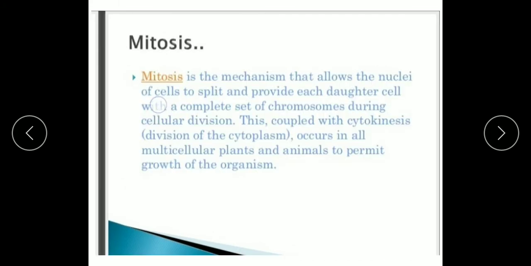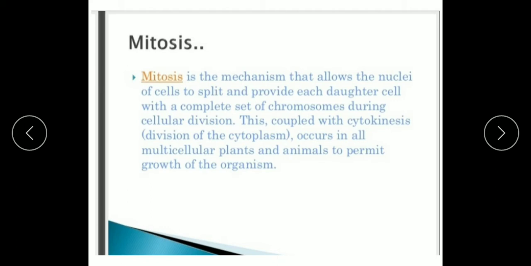Mitosis is the mechanism that allows the nucleus of the cell to split and provide each daughter cell with a complete set of chromosomes during cellular division. Mitosis means a single cell splits into two daughter cells, each having the same set of chromosomes as the parent. This is coupled with cytokinesis, the division of the cytoplasm, and occurs in all multicellular plants and animals to permit the growth of the organism.